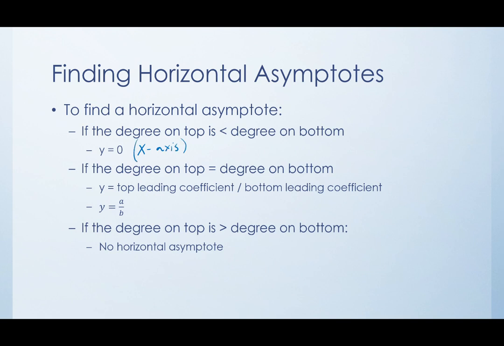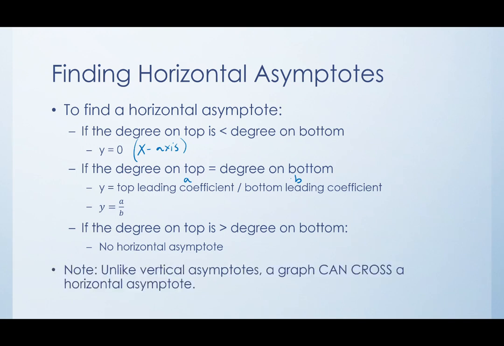If the degree on the top is the same as the degree on the bottom, then the horizontal asymptote is the ratio of the leading coefficients. The numerator leading coefficient, we're going to call that A. The denominator leading coefficient, we're going to call that B. So our horizontal asymptote would just be y equals A over B. And if the degree on the numerator is higher than the denominator, you're not going to have a horizontal asymptote.